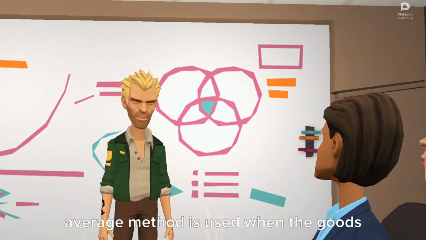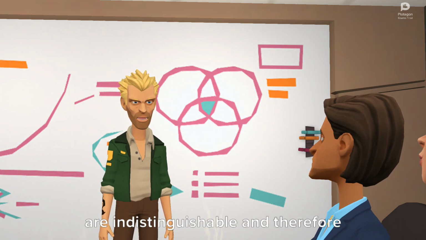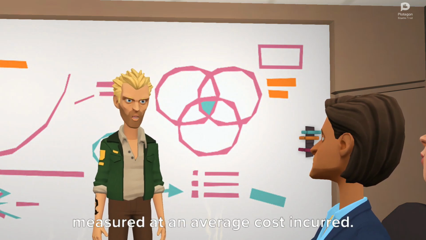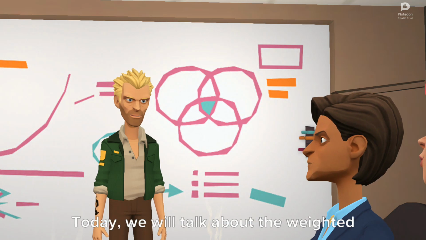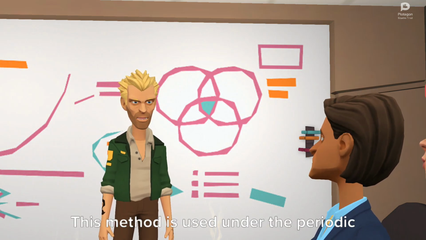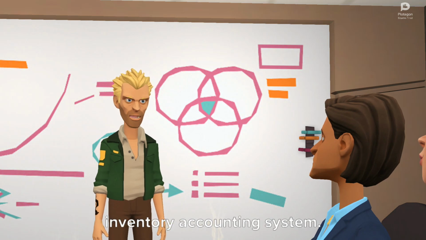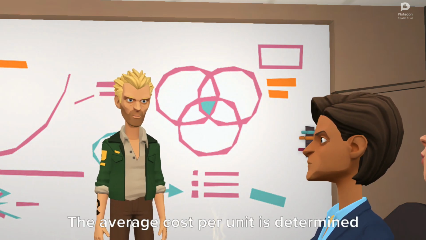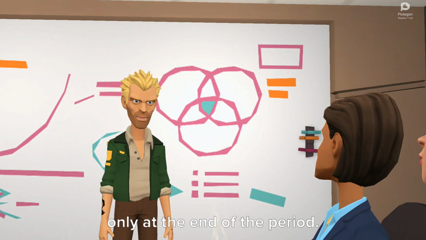As we said in the last lecture, the average method is used when the goods are indistinguishable and therefore measured at an average cost incurred. Today, we will talk about the weighted average method. This method is used under the periodic inventory accounting system. The average cost per unit is determined only at the end of the period.